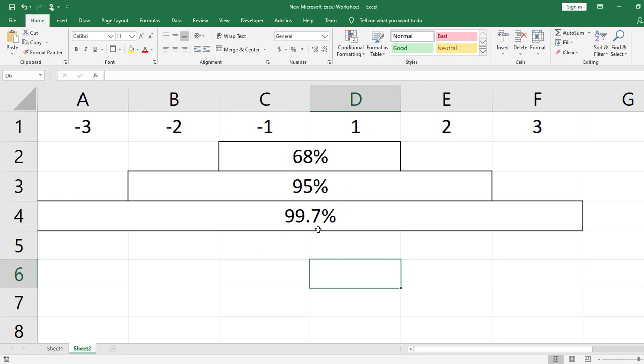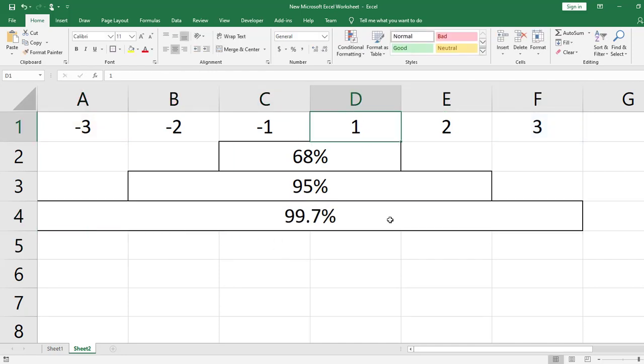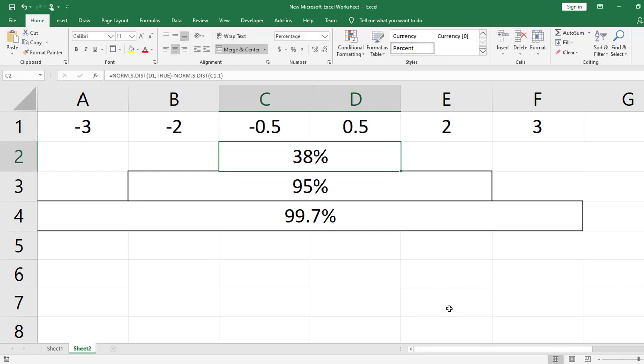That said, knowing where it comes from also builds your intuition for using these functions, this NORM.DIST function. And because we built this up, we can do little things, like change this to 0.5 up here and minus 0.5. And now we see that there are 38% of observations within half a standard deviation of the mean.